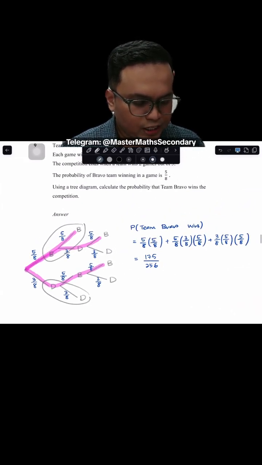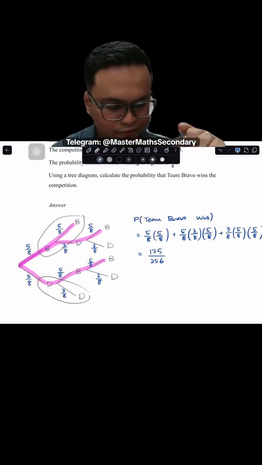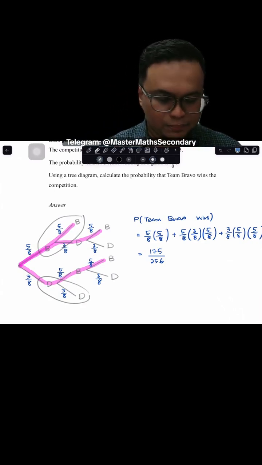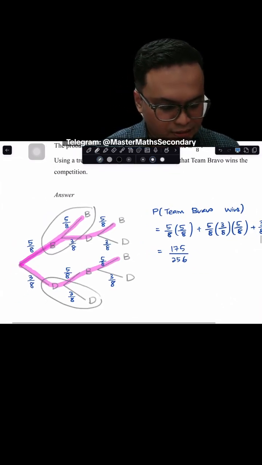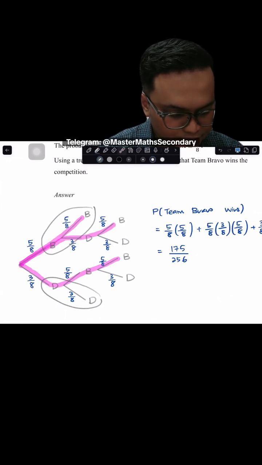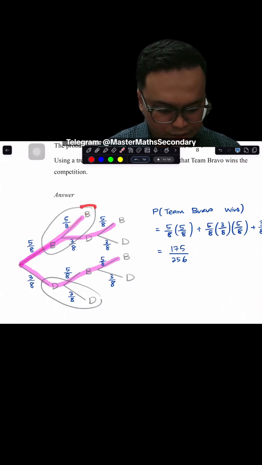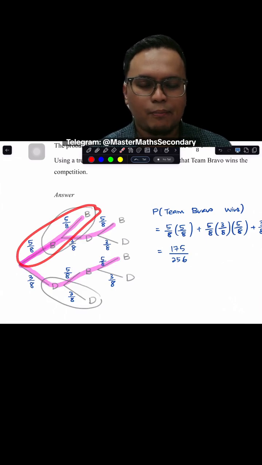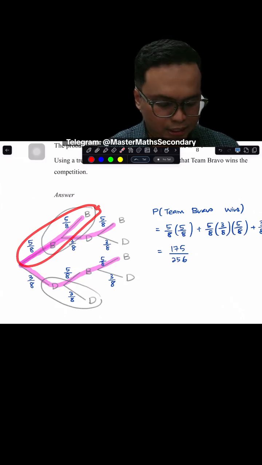So in the question here, they want you to find the probability that Team Bravo wins the competition. I highlighted the ones where Bravo wins in pink. Let me just highlight the first one one more time. This is the one where Bravo wins. So there's this possibility: Bravo wins the first game and Bravo wins the second game. This means that Bravo wins the competition.